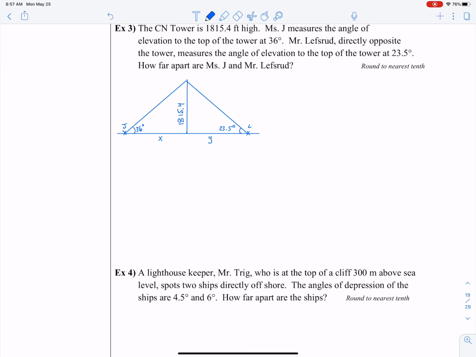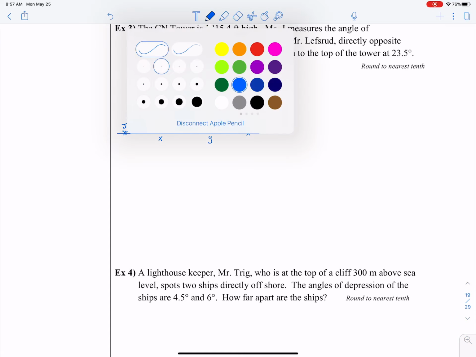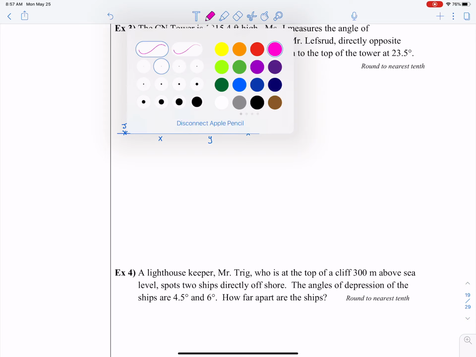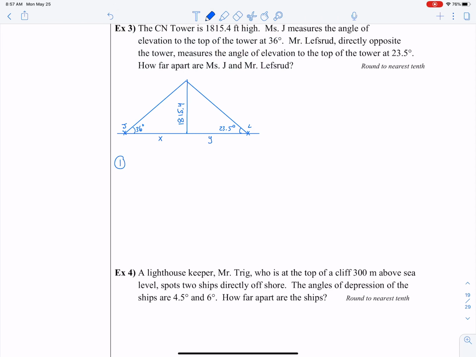So this is another one where we have to find X, we have to find Y, and we have to then add them together. So we're going to treat this like it's two separate triangles. We're going to use this information over here to find X, and then we're going to use this information over here to find Y. Okay, so let's start off by finding X. So step one, we're going to find X. So we need to label.